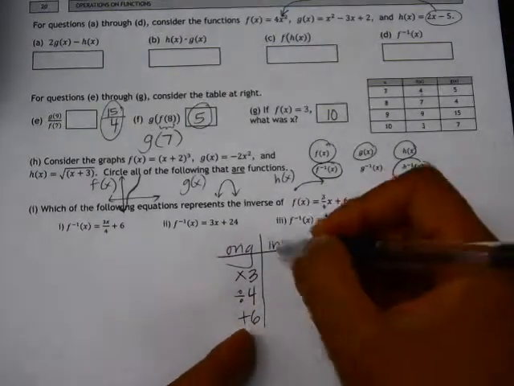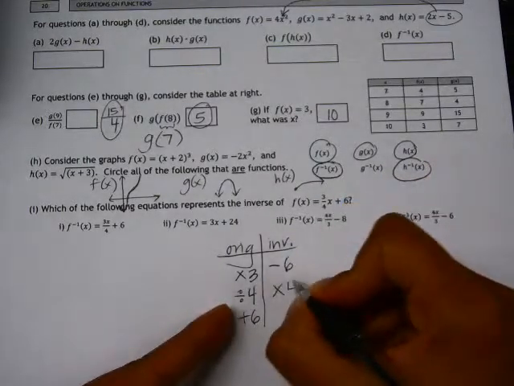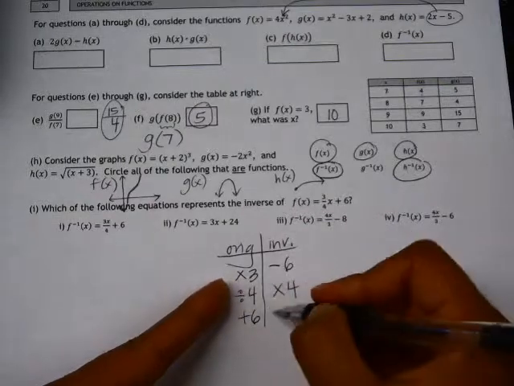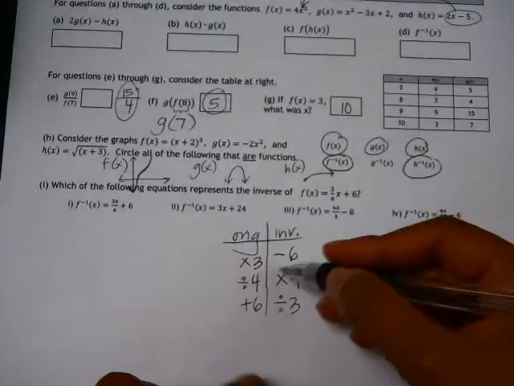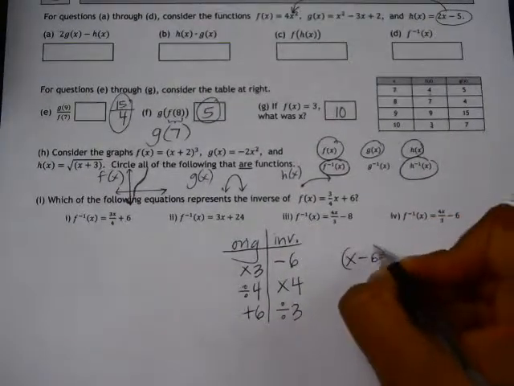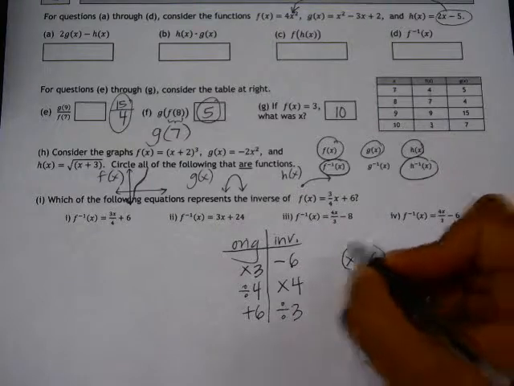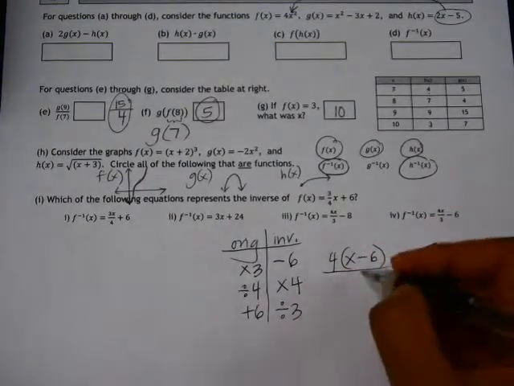Now if I do the inverse, I'm undoing each of these going backwards. So positive 6, the inverse is subtracting 6. Dividing by 4, the inverse is multiplying by 4. Multiplying by 3, the inverse is dividing by 3. So if we write the inverse, I need to subtract 6 first, then multiply that answer by 4. The whole thing gets multiplied by 4, not just the x, and that entire thing gets divided by 3.